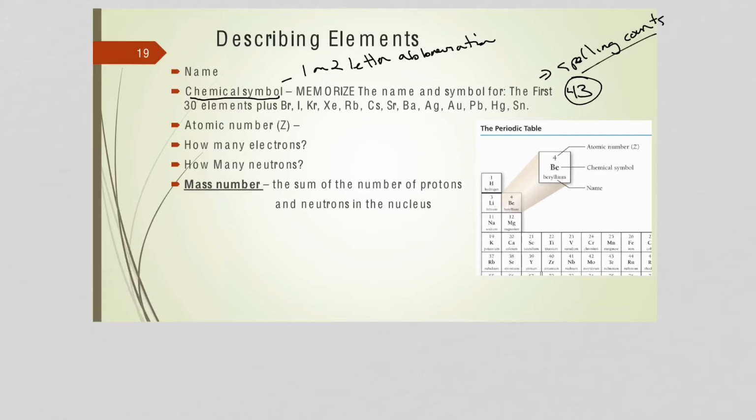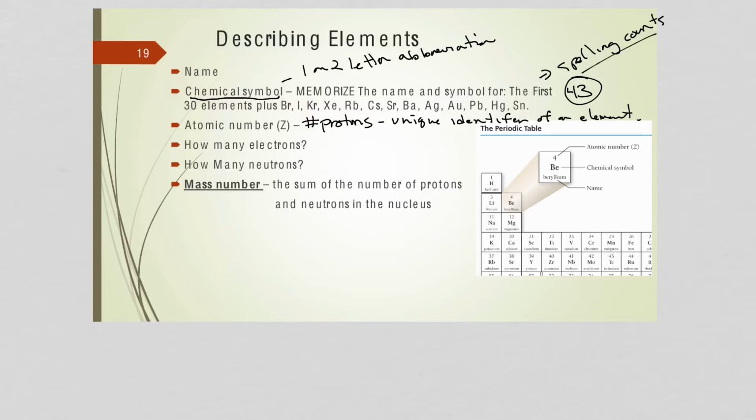Now, another fundamental way that we describe an element is based on what's called its atomic number, which is simply the number of protons in the nucleus. Now, it turns out this is the unique identifier of an element. It is what makes an element what it is.